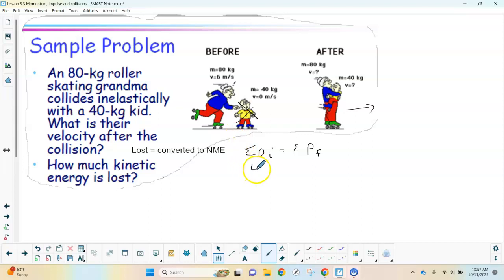So it'll be 80 times 6, so that's 480. And afterwards, they're moving together. So if they're one object together, you're going to add the masses. So this is 120 VF.